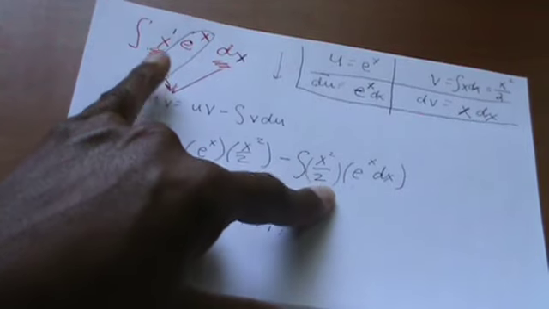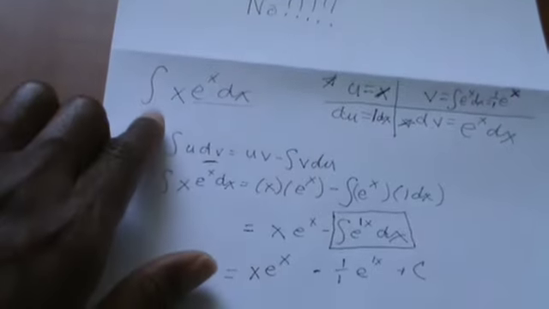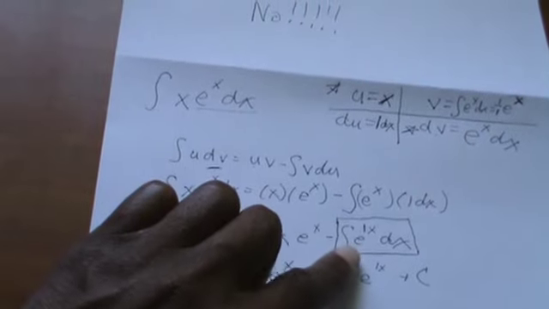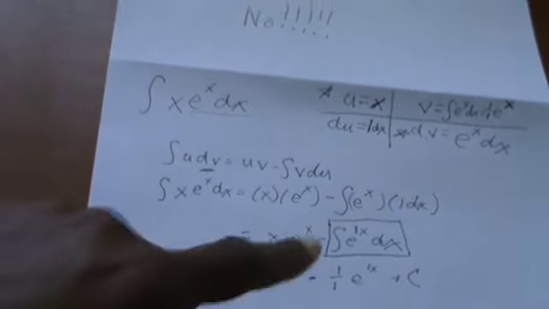So if this gets more complicated than what you started off with, you're going in the wrong direction, which is why it says no. Okay, down here, you notice this one says x e to the x, whereas down here it just says e to the x. So I know I'm going in the right direction, and that gets me out of my antiderivative fairly easily.